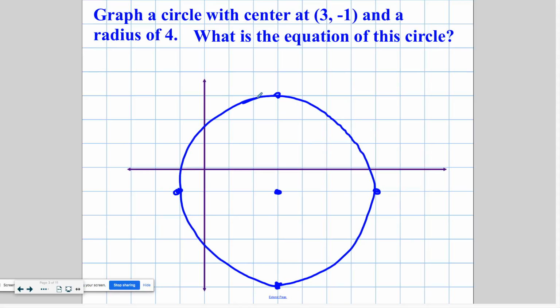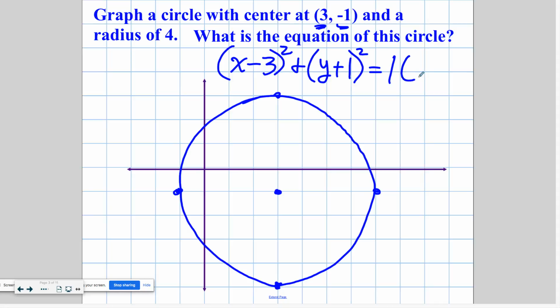All right, then we need the equation. X minus 3 squared, just that number, plus y minus the y squared. So y minus a negative is y plus 1 squared. And then the radius squared, 16. You can leave it as 4 squared if you want. You can write it as 16. Either way is fine.